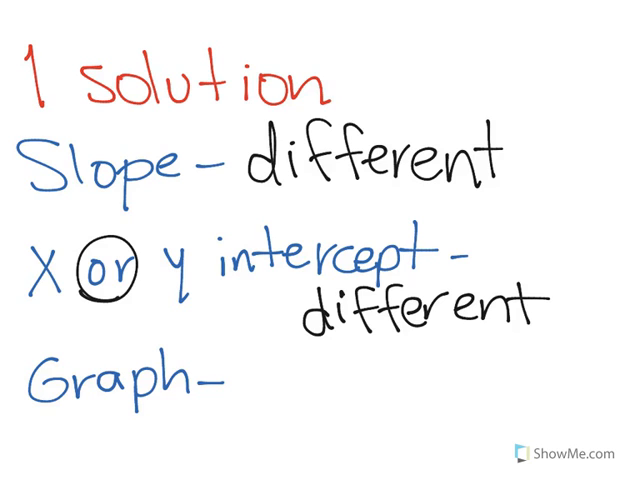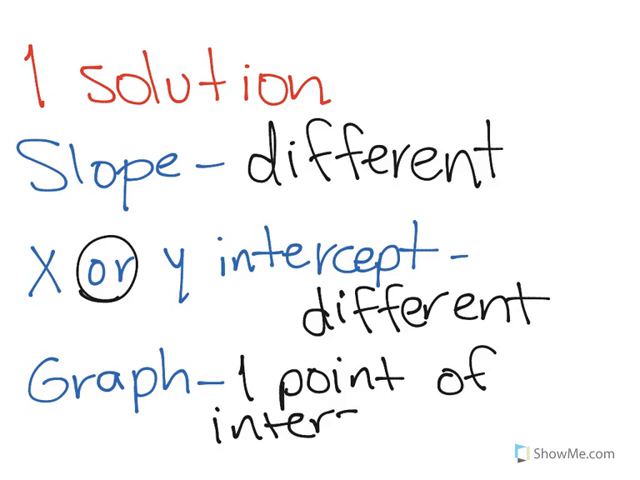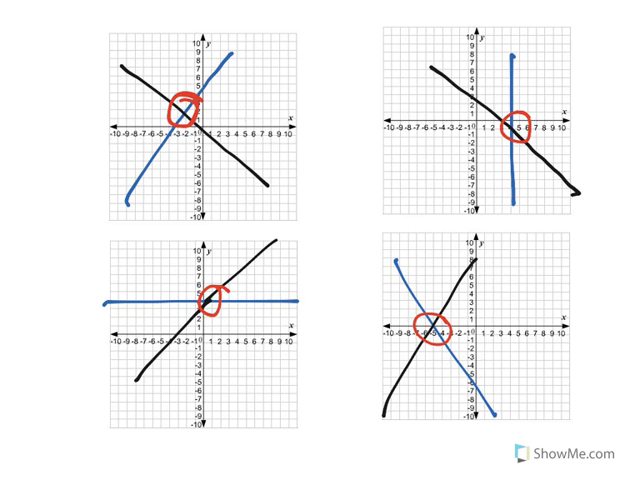And when you look at the graph, you only see one point of intersection. So if you see these three things together, then you know that you only have one solution for the system of linear equations. For instance, if we look at our four examples that we had previously, we can see that for the first one right here, both slopes are different, of course. They're quite opposite. Then we have also the x-intercept is different and the y-intercept is different.